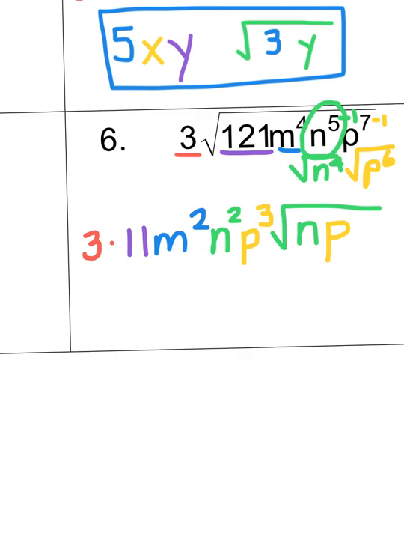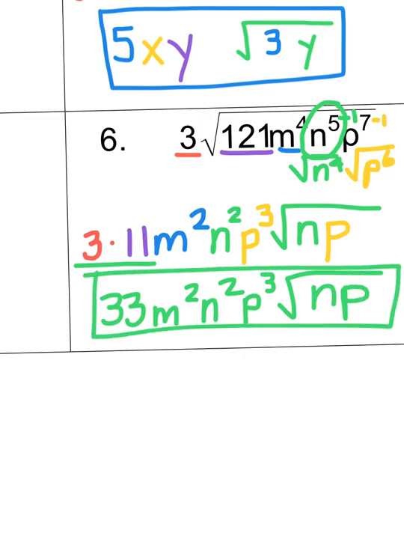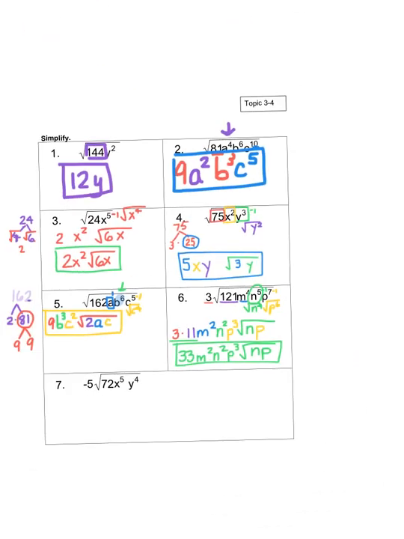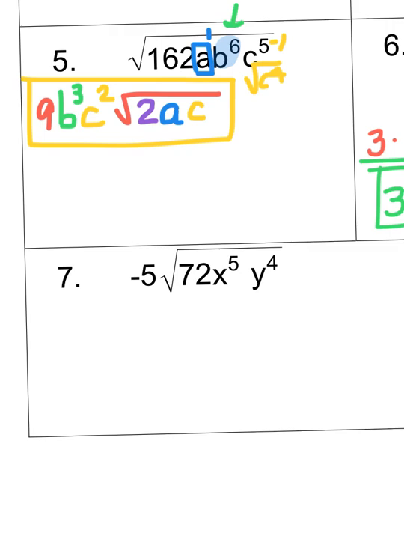This is our answer, but it's not completely simplified. We can do more. We would multiply the coefficients. So 3 times 11 would be 33. So our final answer is 33, m to the 2nd, n to the 2nd, times p to the 3rd, times the square root of n times p. Box, cloud, or circle your answer, please. I'll be explaining number 7. If you'd like to pause the video and skip to the end, then you may do that if you want to try it on your own.